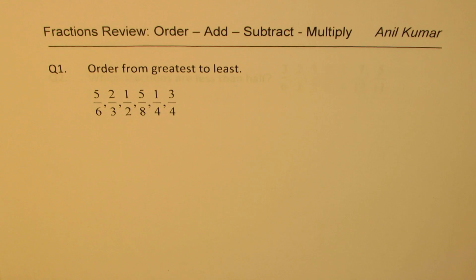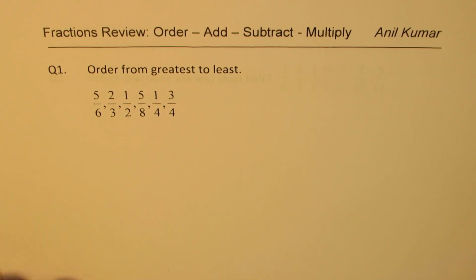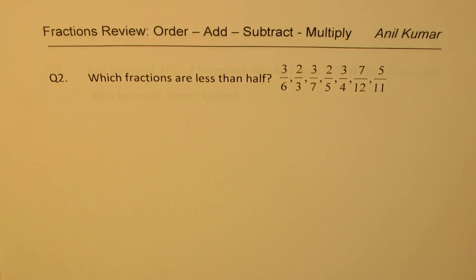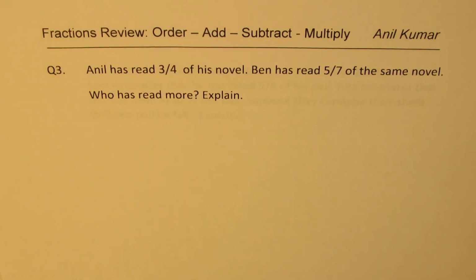Here is question number 1, where we'll talk about arranging them in a particular order from greatest to least. All these fractions are with kind of different denominators. The second one here is which fractions are less than half. So we'll find a very easy way to figure it out. And then we have a word problem.